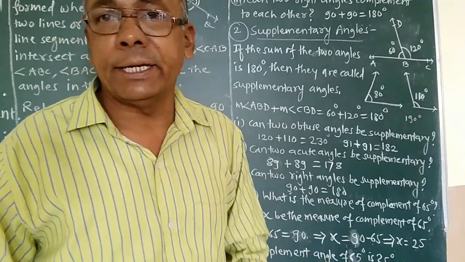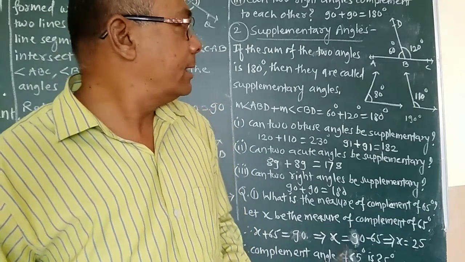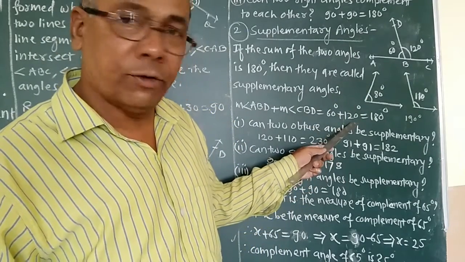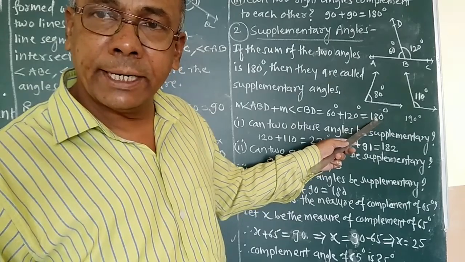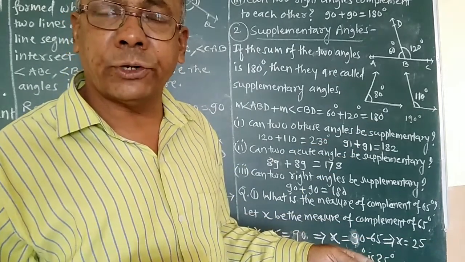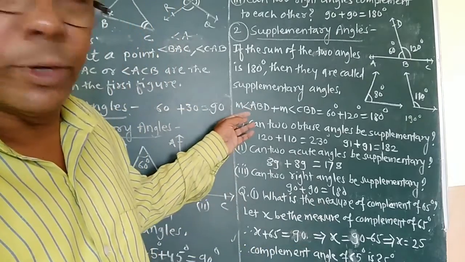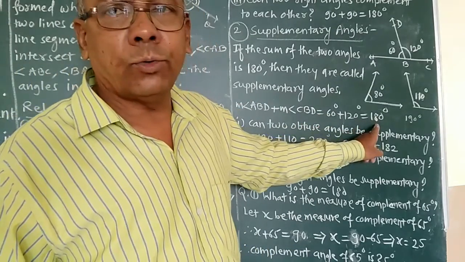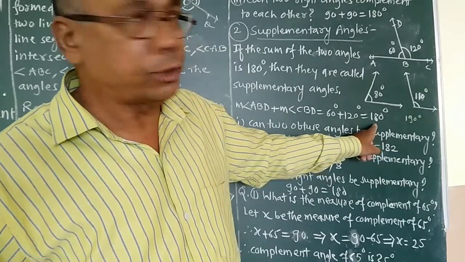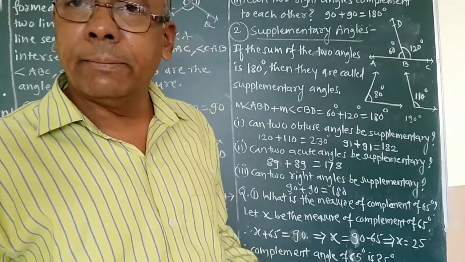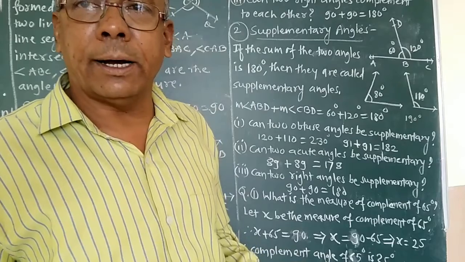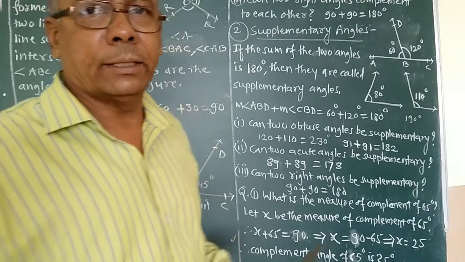degree and 120 degree, and if we add 60 and 120 then we will get 180 degree. And according to our definition of the supplementary angles, if the sum of the two angles is 180 degree, then two angles are supplementary to each other, and therefore angle ABD and angle CBD, they are supplementary angles.